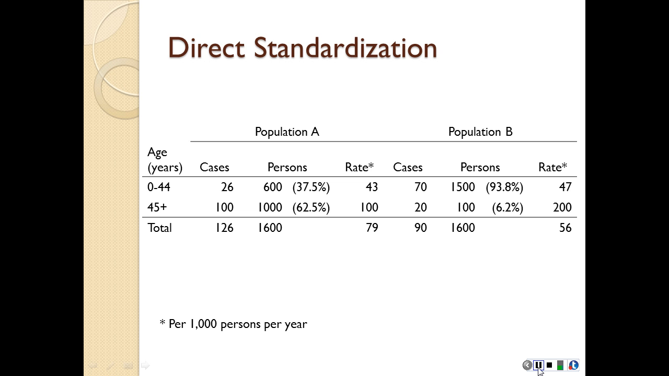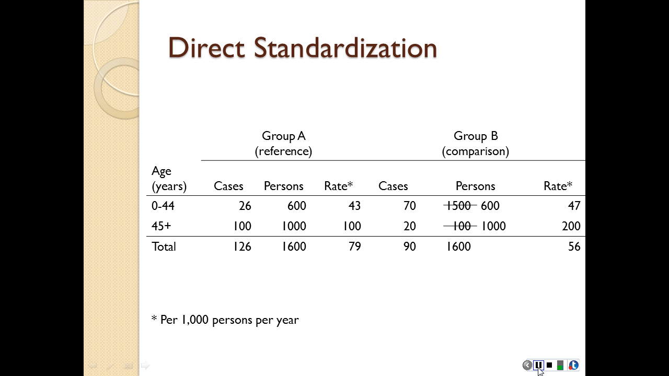So when we look at this, in population A, 37.5% are under 44. In population B, 93.8% are under 44. Right? So we talked about this: population B is a lot younger than population A. We want to know what the case rates look like if group B had the same age distribution as population A. So we're going to do that. How do we do that? We don't skip pages, is how we do that. The first thing we do is we make population B have the same age distribution as population A.